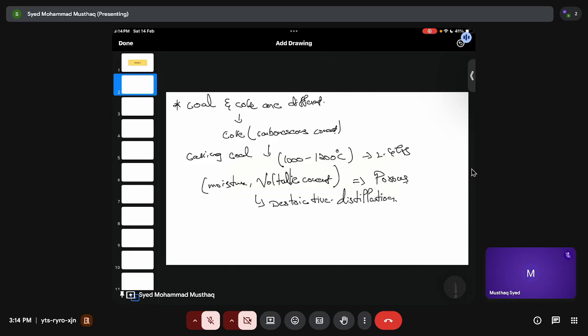Right, so we are trying to remove everything from it so that we get a concentrated carbonaceous content, right?